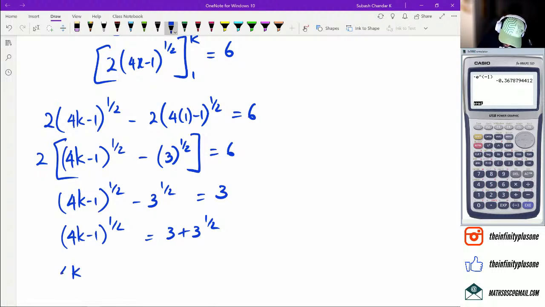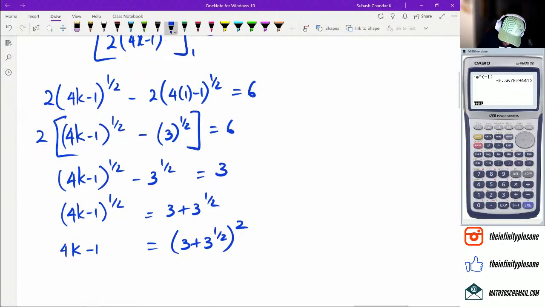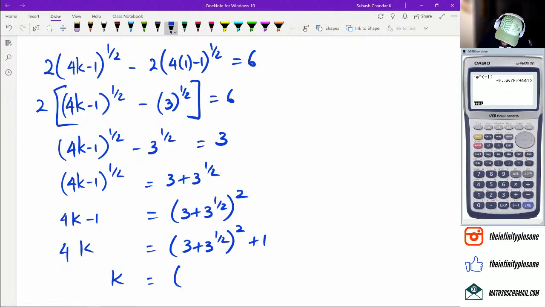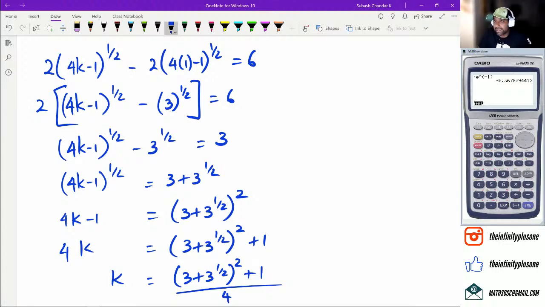Square it, so we get 4k minus 1 equals 3 plus 3 to the power of half, squared. 4k equals, and as you guys can see, I'm not really working it out, I'm just leaving things as is and writing my final answer as a fraction. At this point you can actually put this in a calculator and just get it out.